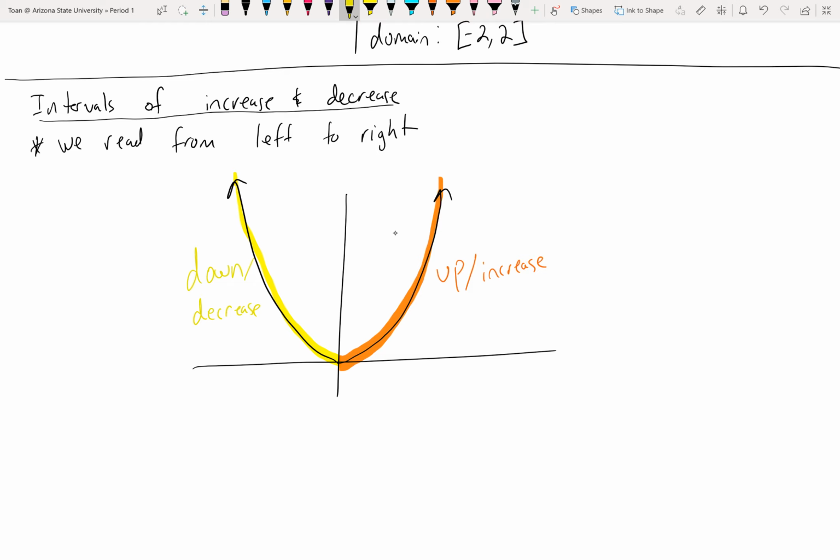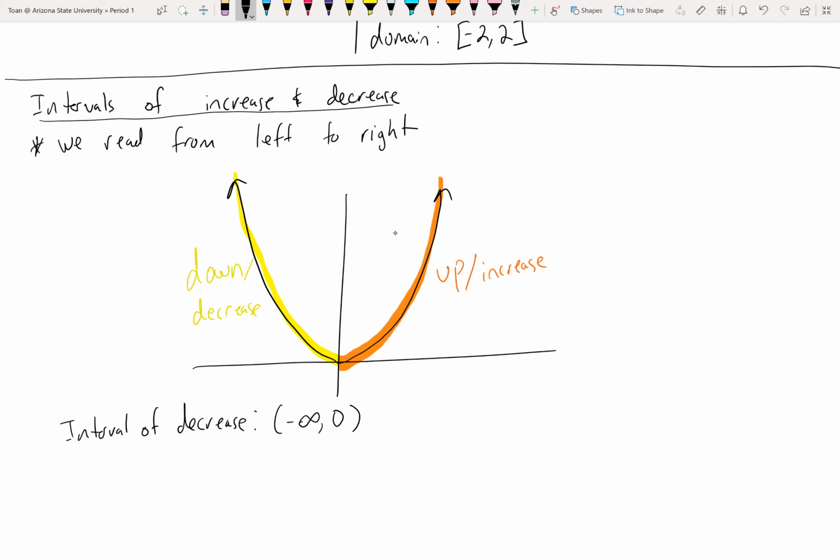Infinity, but it's going to the left, so it's negative infinity, comma. How far does the shading stop? I'm talking about the yellow. At 0, right? So for the intervals of decrease, which is the yellow part, hopefully we can see that it goes all the way to the left, negative infinity, comma, and it keeps decreasing until we reach 0.